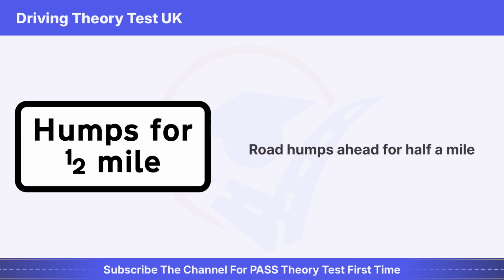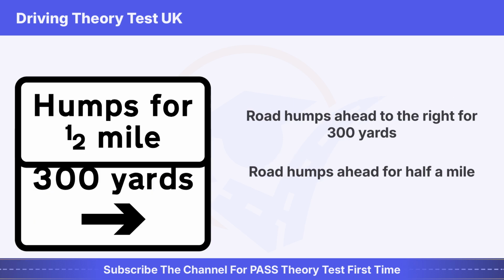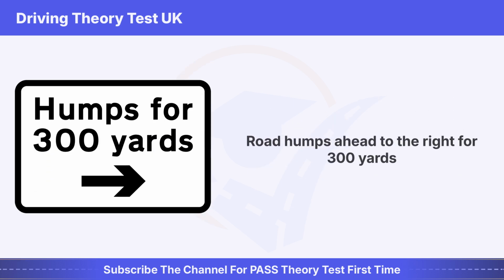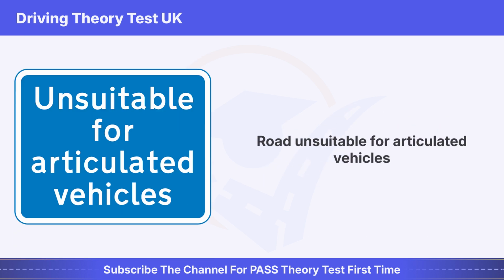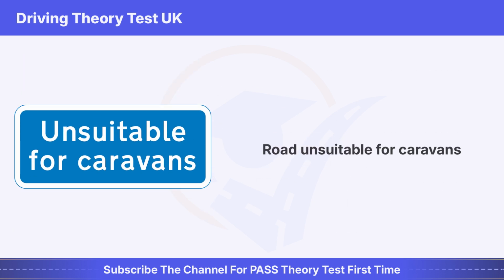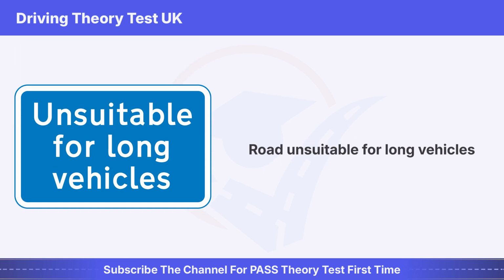Road humps ahead for half a mile. Road humps ahead to the right for 300 yards. Road liable to flooding ahead. Road unsuitable for articulated vehicles. Road unsuitable for caravans. Road unsuitable for long vehicles.